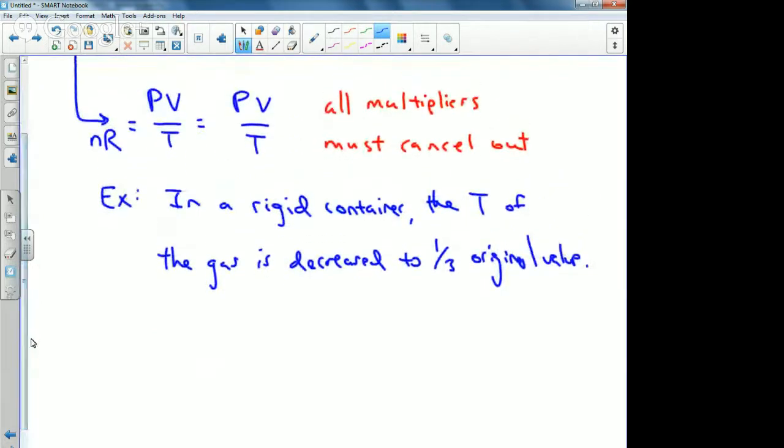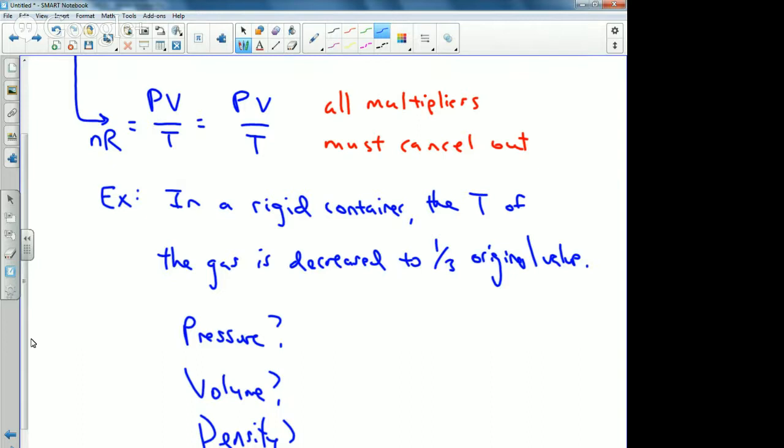They can ask a couple of questions like, what happens to its pressure? What happens to its volume? What happens to its density? In a rigid container, the temperature of the gas is reduced to 1/3 its original value. What happens to the pressure, volume, and density? What's the point of mentioning that it's rigid? Well, can someone answer that question? What does it mean by the fact that it's a rigid container? Lene?